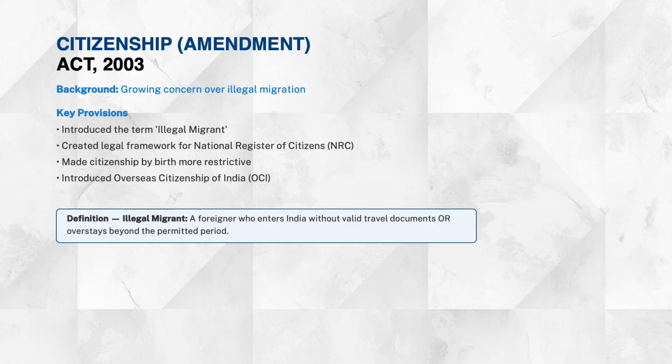So if you have an OCI card, right, you don't need to go to the police station always, you don't need to go and register and so forth. Certain benefits are provided for OCI, okay? Now, they introduced OCI, NRC, defined illegal migrant. These 3 points are very important for Citizenship Amendment Act 2003. Shall we move to next?